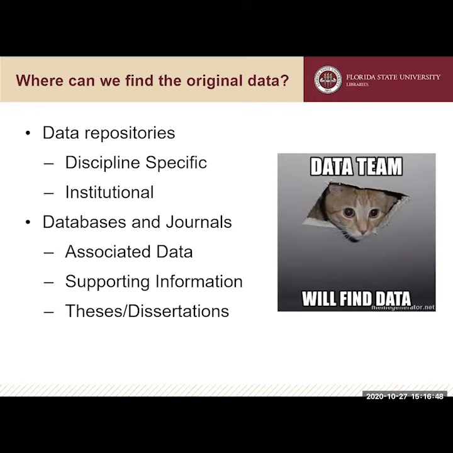Well, there's really a couple of different places where we can find that original data, broadly speaking. So we can find it in something called a data repository, which is a site, kind of like a database, but specifically for data, where researchers can house their data sets. And these are often divided up by discipline. There's a lot of different discipline-specific data repositories, and I'll show you how to find some of those for different research topics in a few minutes.